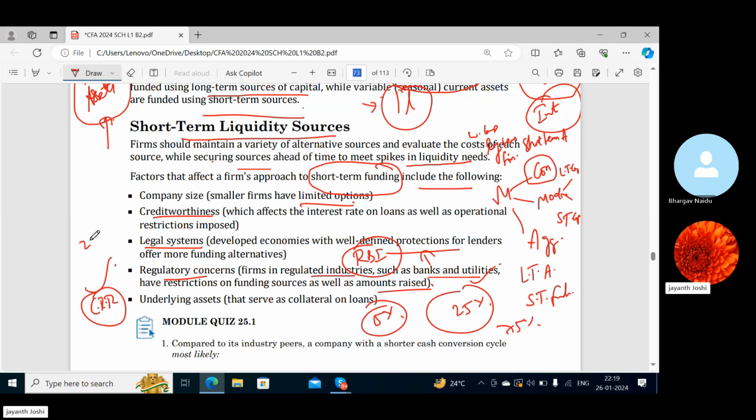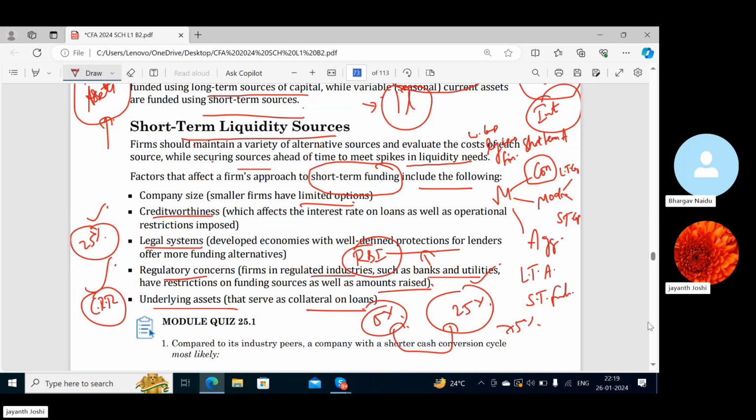So they should always maintain 20 or 25% of a ratio with them to comfortably meet their operational needs. That may also restrict them from giving 100% funding. That is from the banking sector perspective. This is from the individual's perspective: underlying assets that serve as collateral on loans. If you have those, you can get the funding easily.